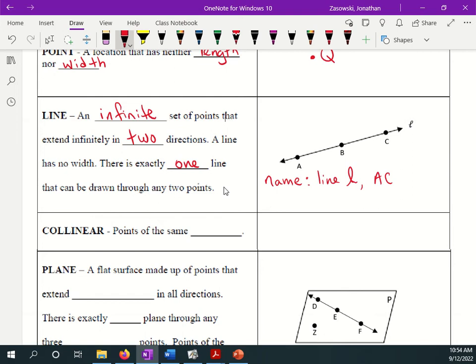Now, if I put an AC down and I want to call it line AC, I also need to add a little line hat, right? So you need to put on top of it that little double arrow line symbol above it so we know that it's line AC. You can also reverse those letters. Flip it and reverse it.